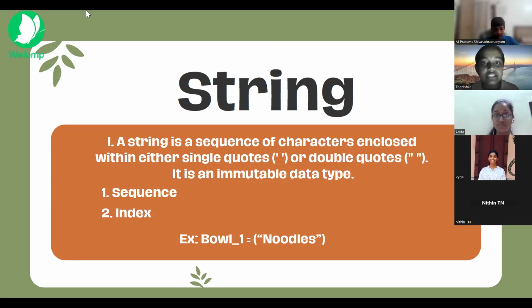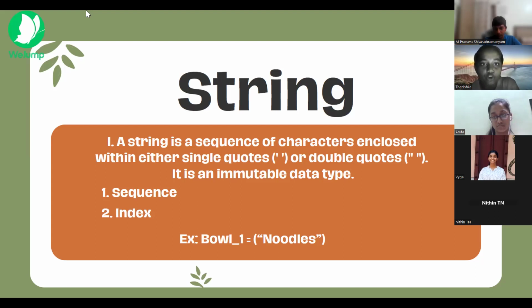Index means the bench name. I told you before, I used an example, right? So "vaiga", you can think the four letters are in each bench. So V in the first bench, then Y in the second bench, then G in the third bench, and then A in the last bench. So there are four benches, but the bench names will be different. It starts from zero, okay? So zero, one, two, three.